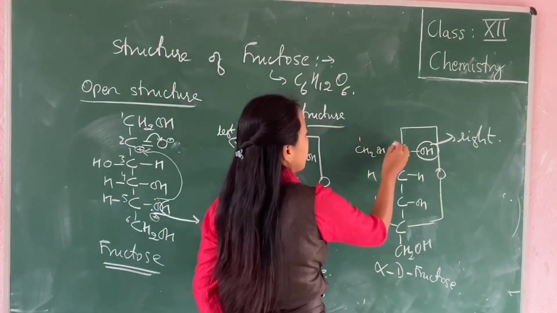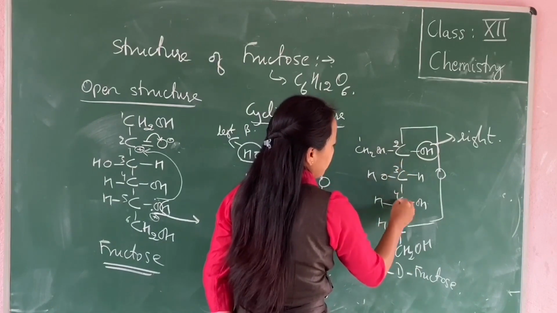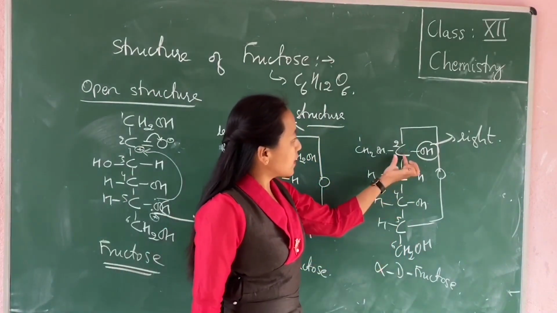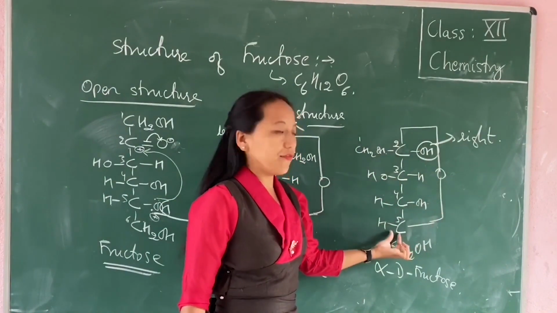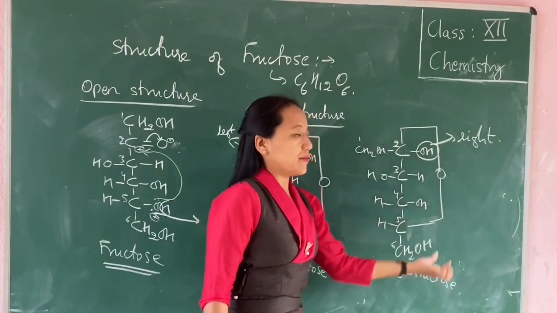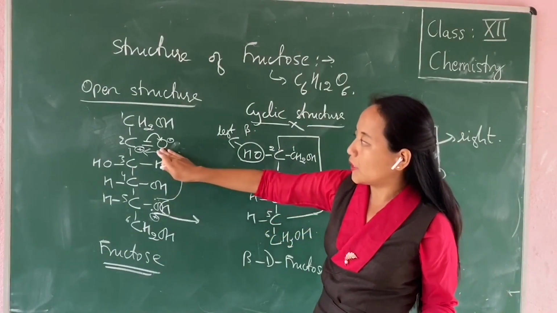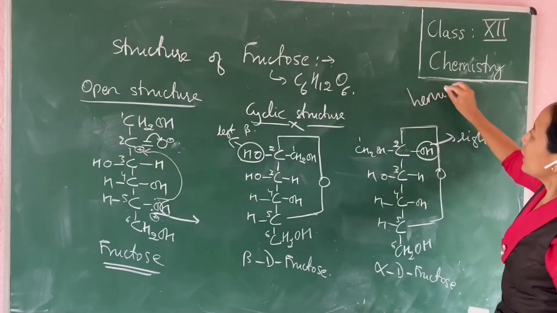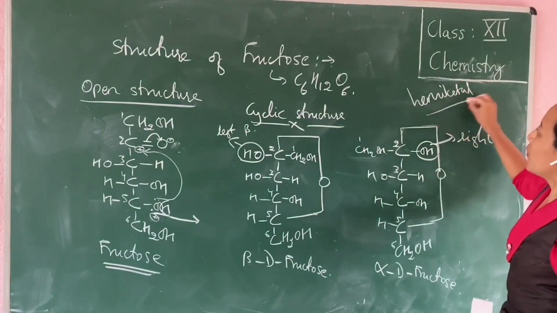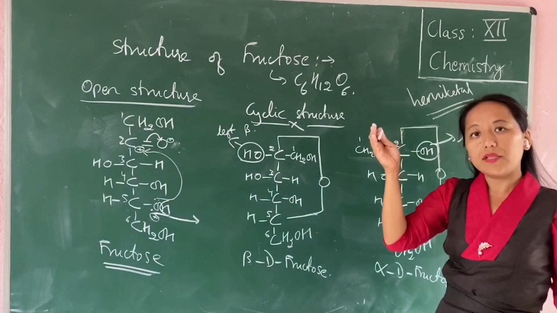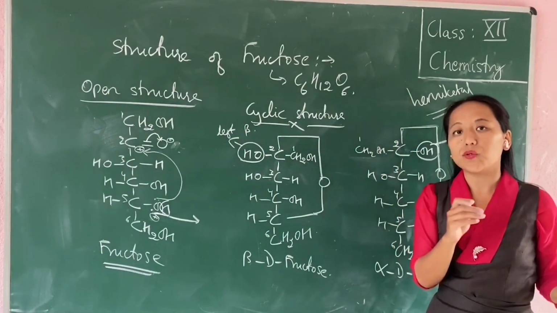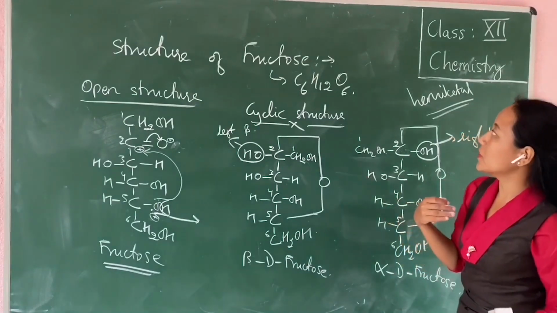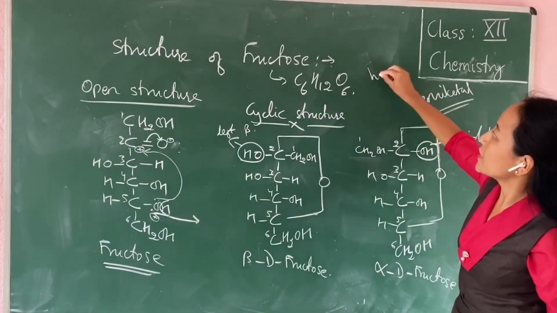This is your first carbon, second, third, fourth, fifth, and sixth. Now you can see that the second carbon is forming a ring with the fifth carbon through this oxygen atom. When OH reacts with the ketone, it forms hemiketal compound. Whereas in the case of aldehyde, that is in glucose, when alcohol reacts with the aldehyde of the first carbon, it forms hemiacetal.